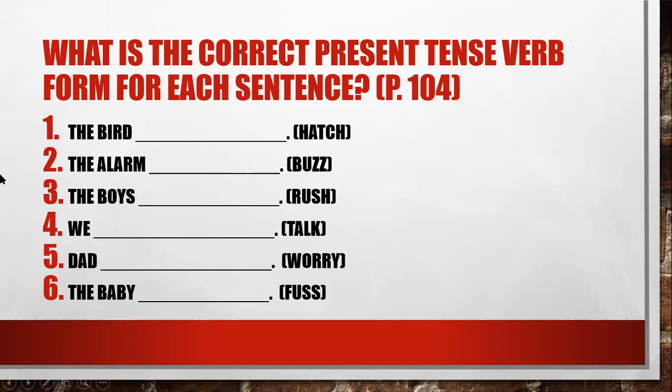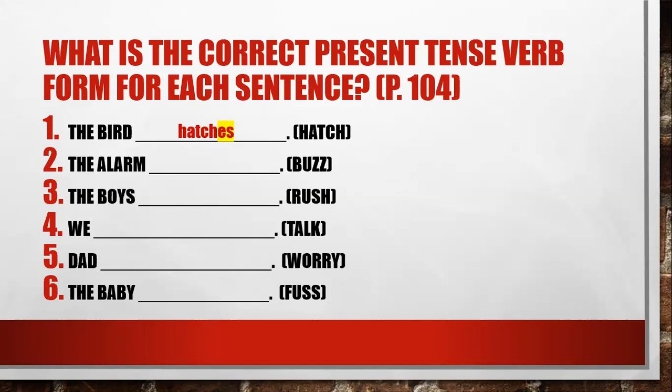So let's start. The bird. When we're talking about a bird, we know we're talking about a singular subject, so the verb changes according to the rules. And what rule applies to hatch? Look in your notes and tell me the rule number you would use for this one. If you said rule number 2, you are correct. Rule number 2, because hatch is a verb that ends with S, CH, SH, X, or Z. If we have a verb with those endings, we add ES to it. Perfect.